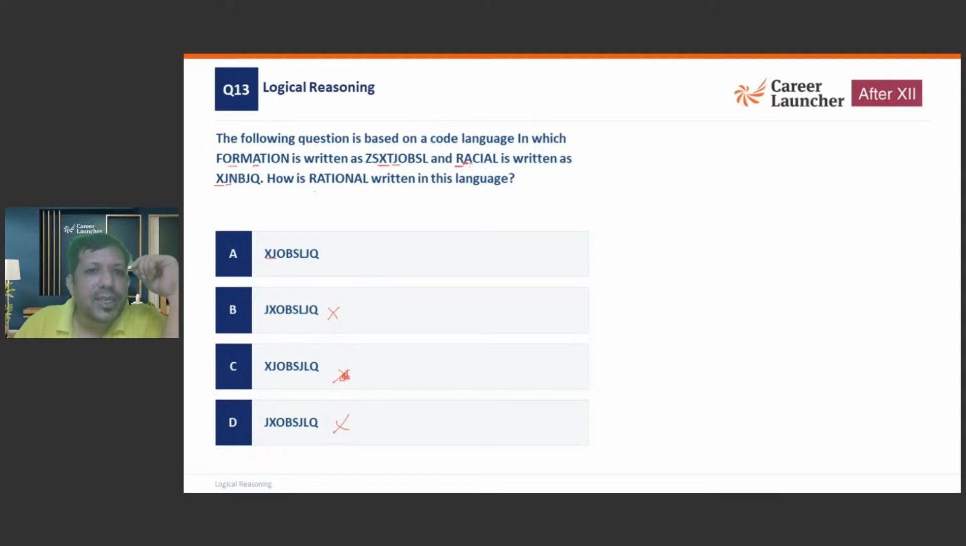Now the next one is A. What is A? We have found out A is J. A is J means this is J, this is J. And the second last alphabet should also be J. So that is also J. So this is also out. So the answer becomes option A. This is as simple as this.